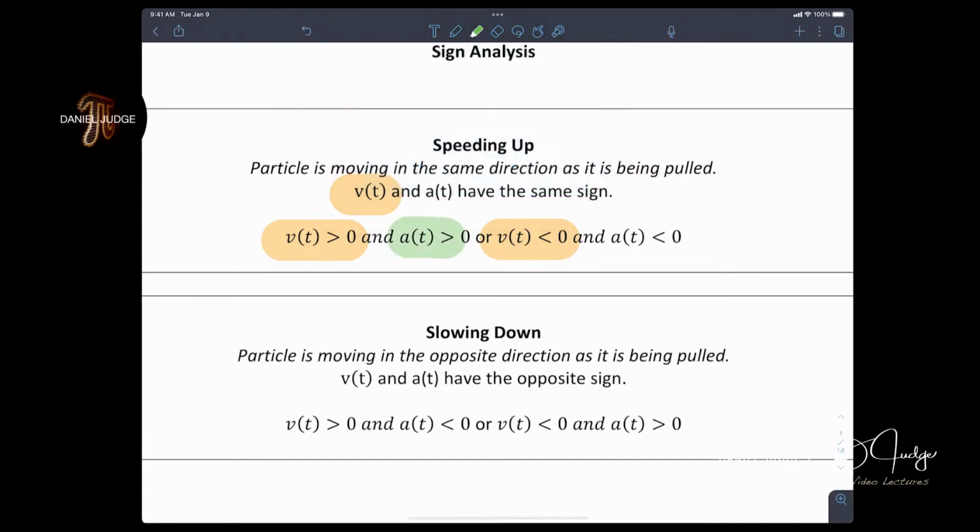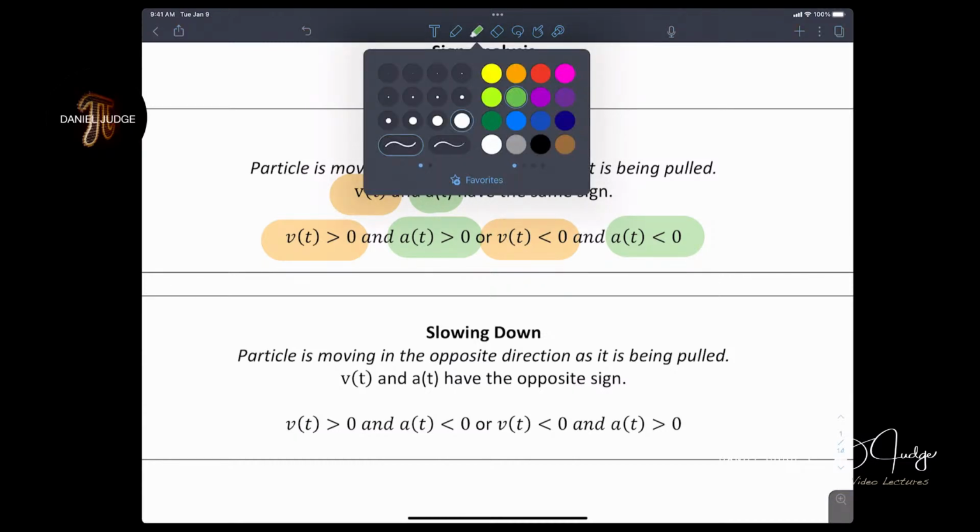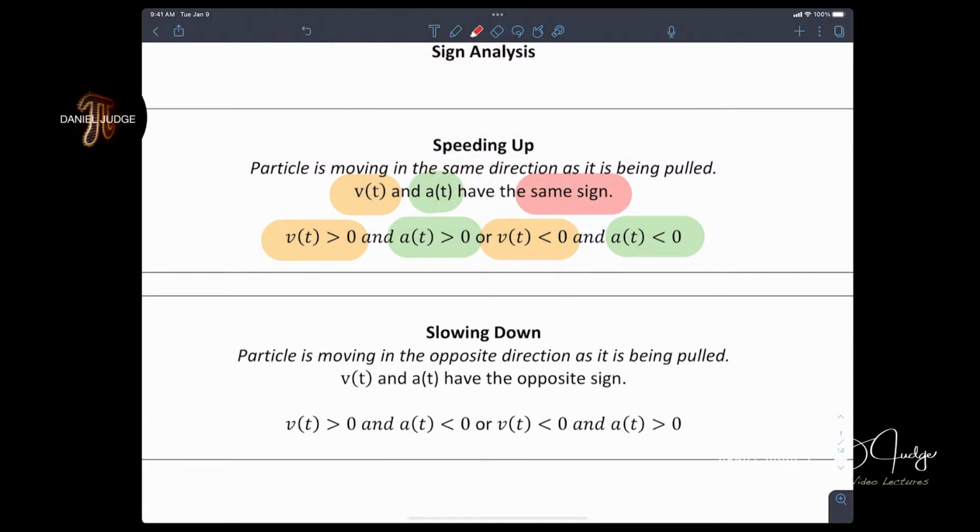Acceleration, if you recall, measures the push or the pull. Force equals mass times acceleration. So if it has positive acceleration, the particle is being pulled or pushed in the positive direction, and if it has negative acceleration, the particle is being pulled or pushed in the negative direction. So it's important for us to determine the signs of both velocity and acceleration. And when they have the same sign, that particle is speeding up. And that's the idea.